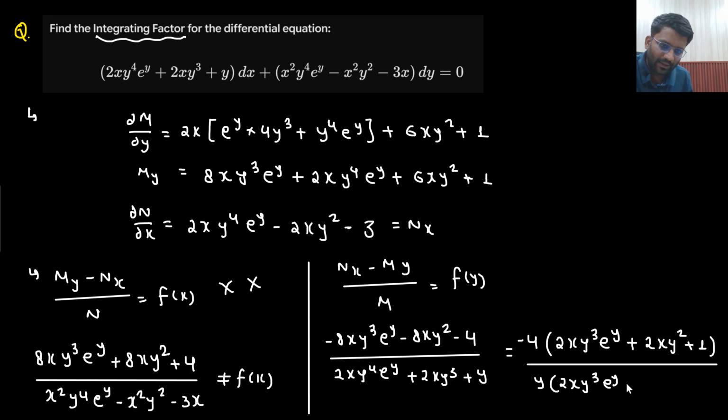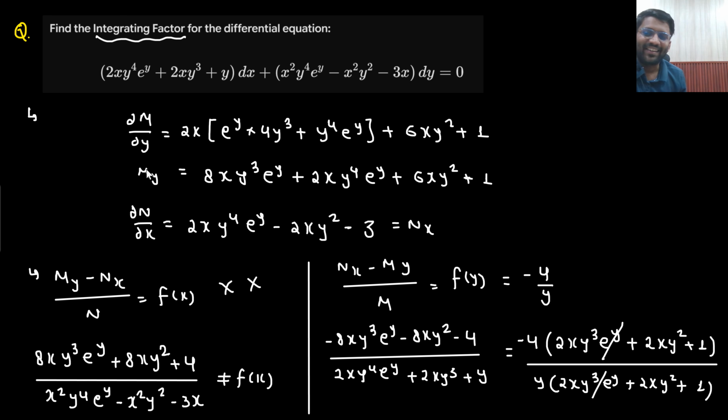2xy cube e to the power y plus 2xy square plus 1. And there you go, this and this are getting cancelled out. So eventually it is coming out to be nothing but minus 4 by y. That means yes, it is a function of y only.